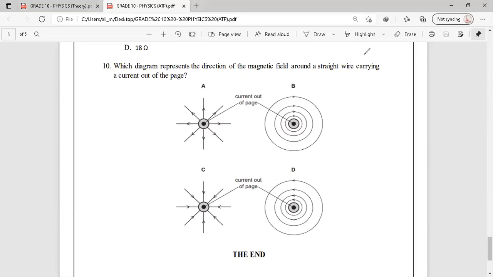Then we have the last question in this ATP exam paper, which diagram represents the direction of magnetic field around a straight current carrying conductor. So for this, we need to apply the right hand grip rule. Right hand grip rule states that whenever we need to find the direction of magnetic field around a straight current carrying conductor, hold that wire with a curled finger and the thumb points the direction of current. So our curled fingers will be the direction of magnetic field. So this dot represents the current out of the page, and these lines represent the direction of magnetic field. So according to the right hand grip rule, the correct answer for this last question, that is question number 10, is option D.